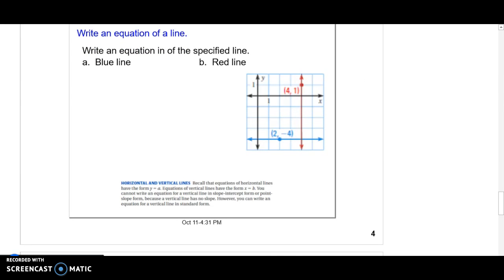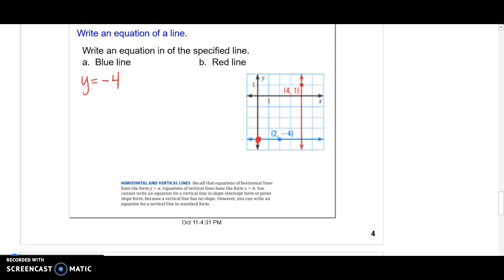Okay. Write an equation of a line. So write an equation of the specified line. So this blue line, guys, this is a horizontal line, and it hits this y-axis. So we know that this is going to be a y equals line. And here it says, oops, this is at y equals negative 1, 2, 3, 4. Negative 4. Y equals negative 4.